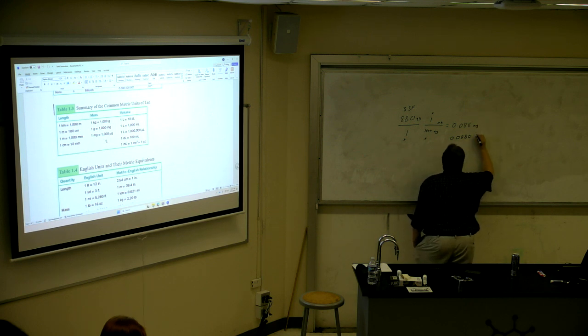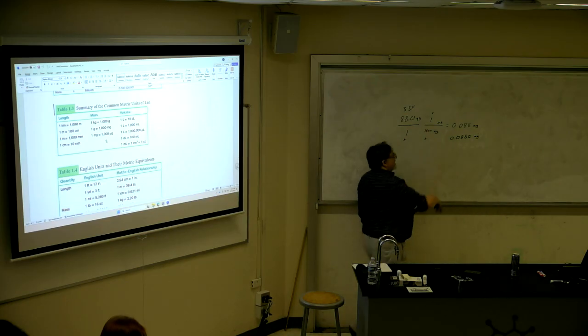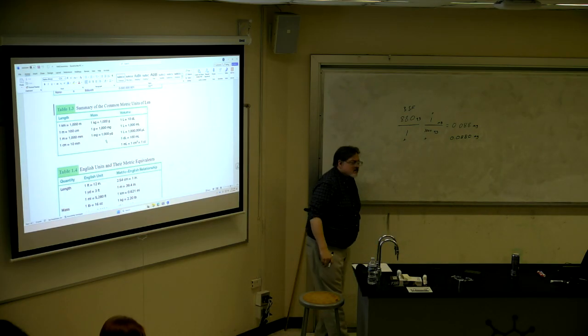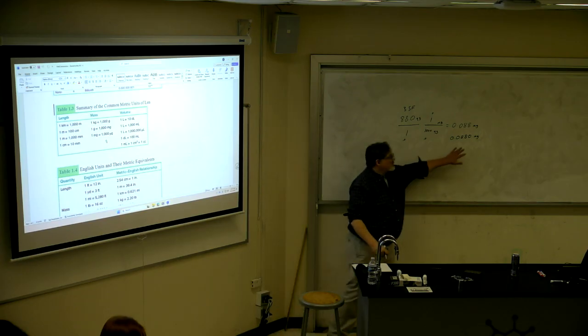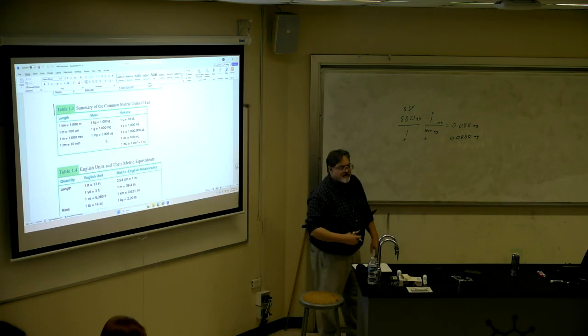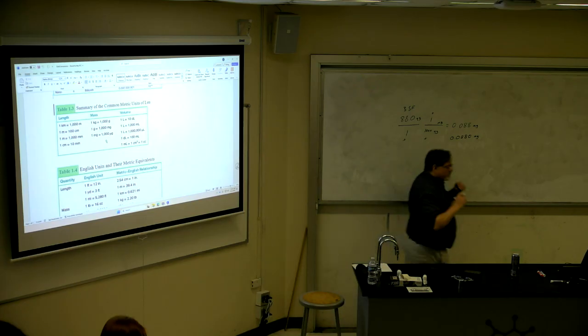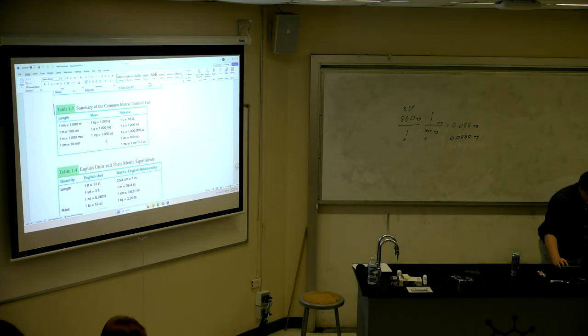Micrograms. Oh, I did the units wrong too, so there were 2 things wrong. The micrograms canceled, it just should have ended in milligrams. So that's correct, 3 significant figures.